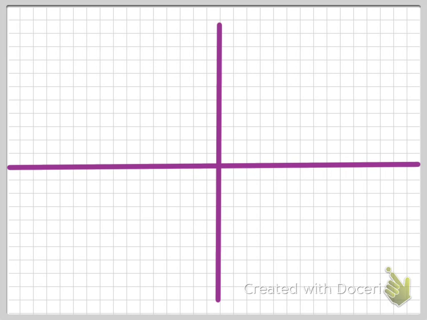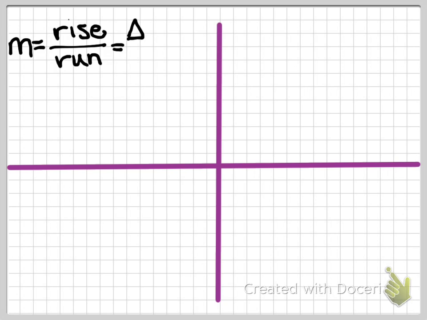And we usually represent slope with the letter M. So slope equals rise over run. Well, that is your change in y, or your delta y, over delta x. That delta symbol means change.